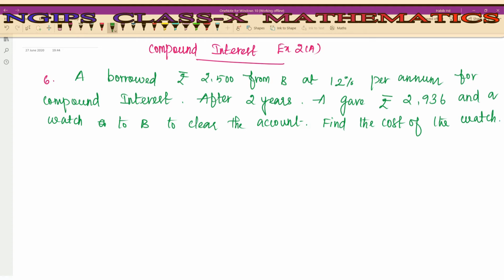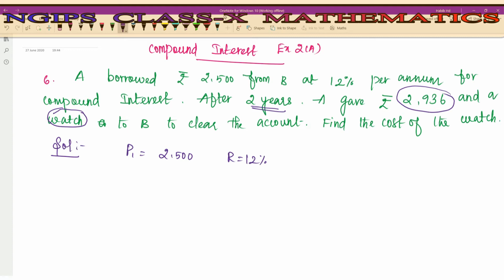Okay, now here solution. Here A borrowed, the principal amount is equal to 2500. Rate is equal to 12% for 2 years. Then A gave rupees 2936 plus watch to B to clear the account. Find the cost of the watch. The cost of the watch we need to find.